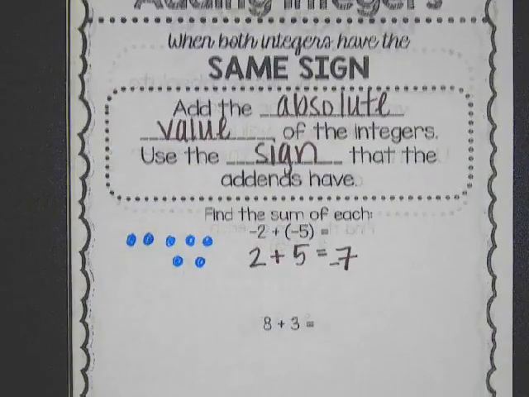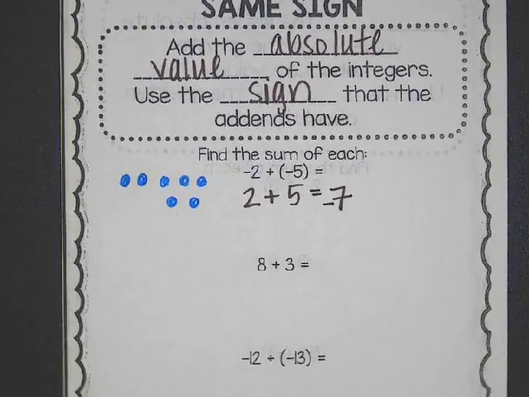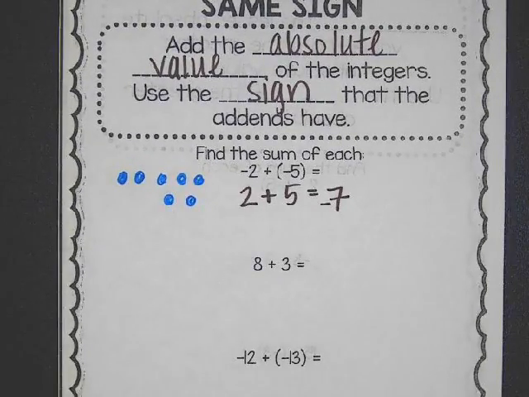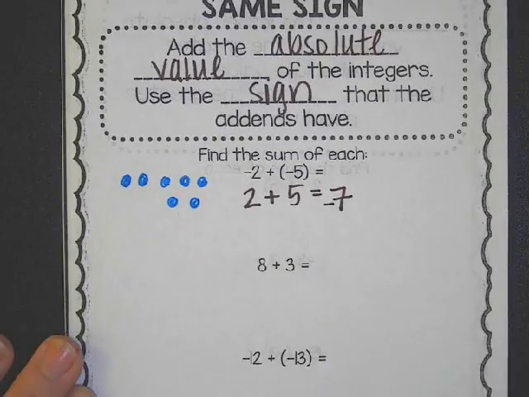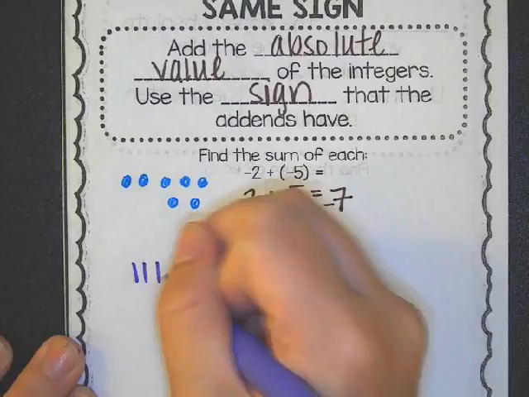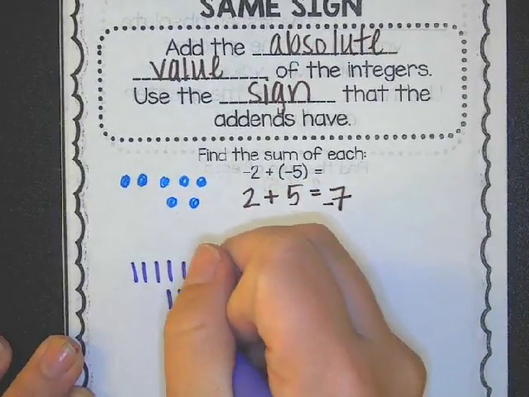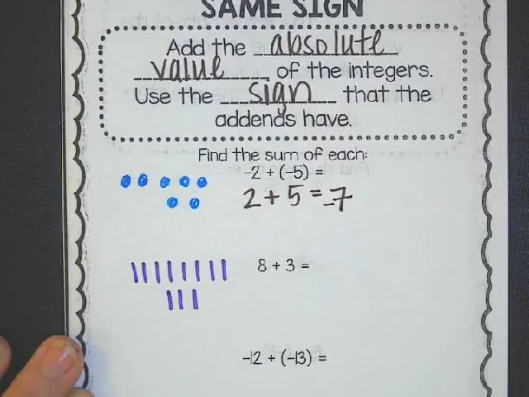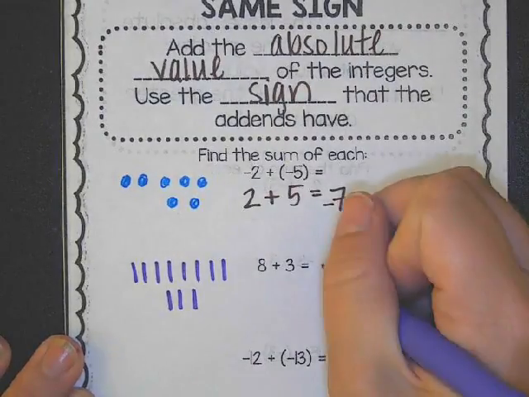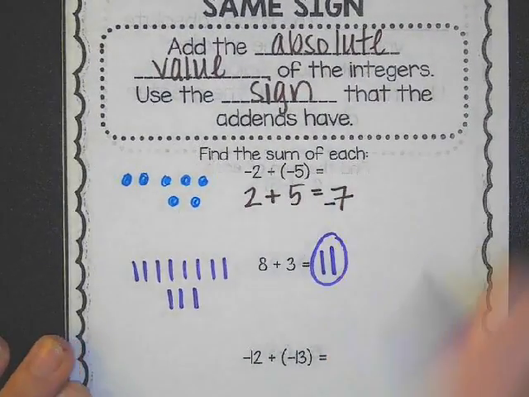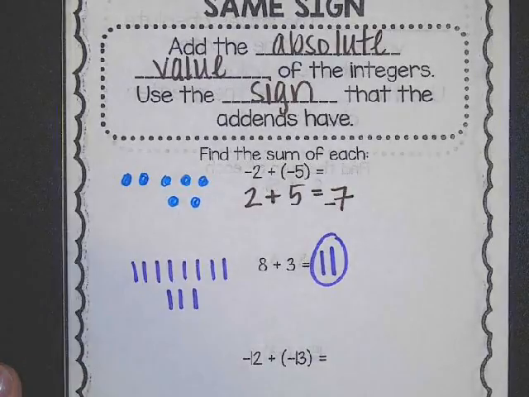Let's try another example. This is something we've been doing for a while. I have the numbers 8 and 3. When I look at 8 plus 3, I think that 8 is 8 away from 0 and 3 is also 3 away from 0. If you needed to, you could use tallies. 1, 2, 3, 4, 5, 6, 7, 8, plus 3 more. If you wanted to, you could count all those up and your total would be 11. Let's circle that final answer.